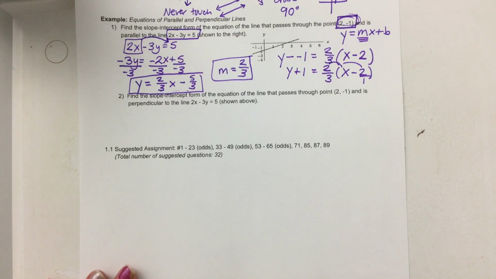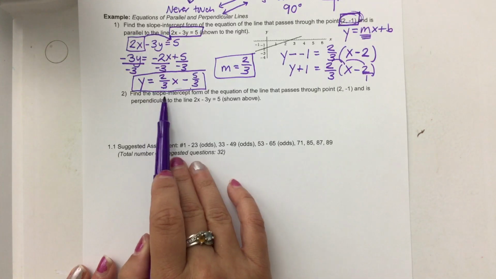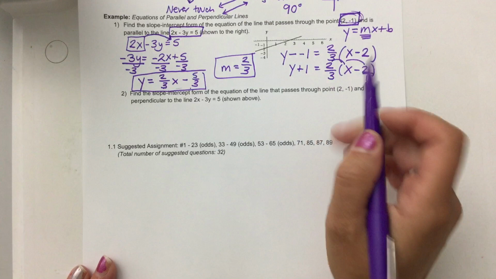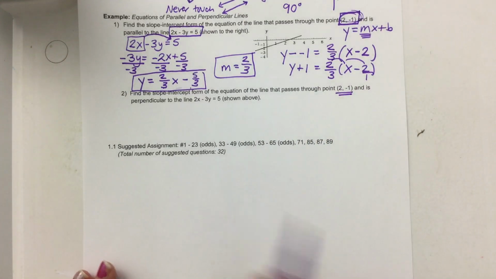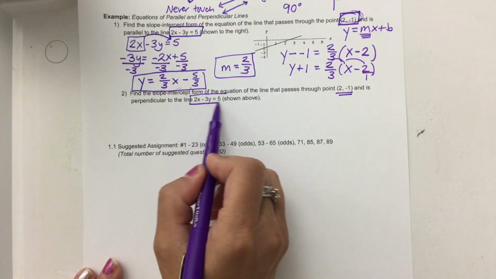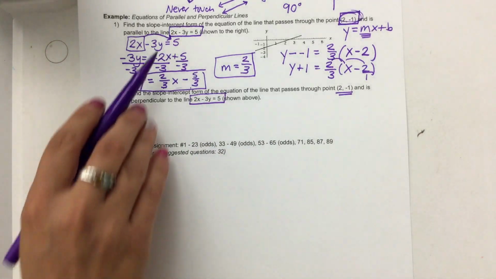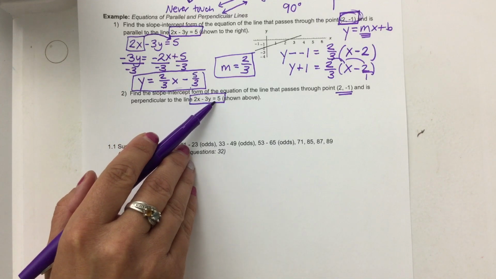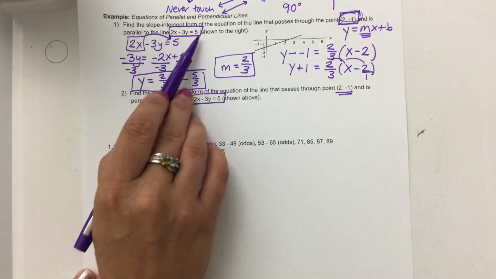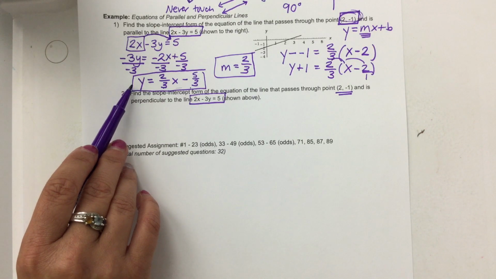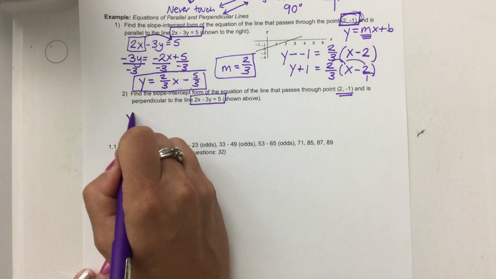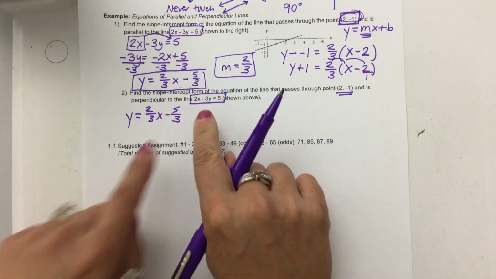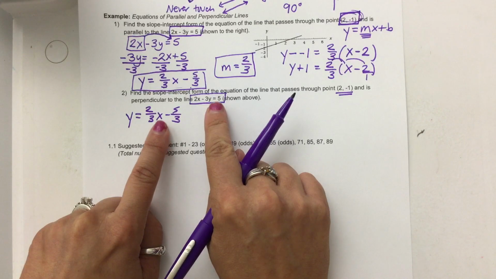Let's look at one more just to make sure we've got it. Okay. Find the slope intercept form, y equals mx plus b, of the equation of a line that passes through this point 2, negative 1, and this time we want it perpendicular to that line. Now notice these are the same equations, 2x minus 3y equals 5. So I already took this and turned it into slope intercept form in the previous example. We know it's y equals 2/3 x minus 5/3. These two equations represent the same line.